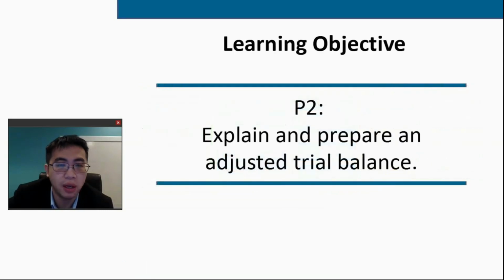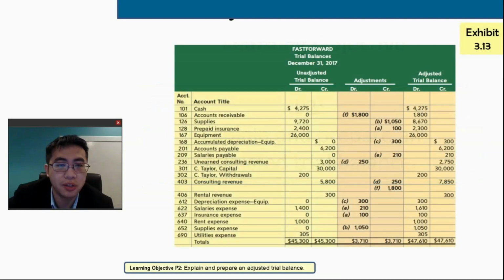Now let's prepare an adjusted trial balance. In the previous chapter, we have learned how to construct a trial balance based on the transactions. So our transactions involve cash, accounts receivable, supplies, all the way to revenue and expenses. So you have a total which is for debit, and you have a total which is for credit.